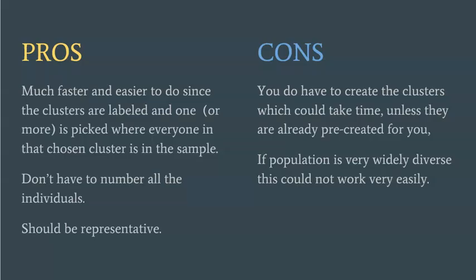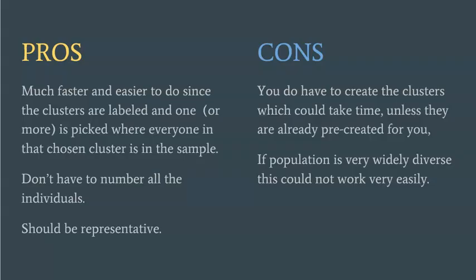The pros: it's so much faster and easier because you don't have to label the individuals, you just label the groups. You don't have to number all the individuals. And also, because the clusters are already nice mixes, they should be representative, which is always a good thing. Now, the cons is that you do have to create the clusters, which could take time. That is why I think it's best to use this method if you have pre-made clusters that you don't have to really do any work to create.